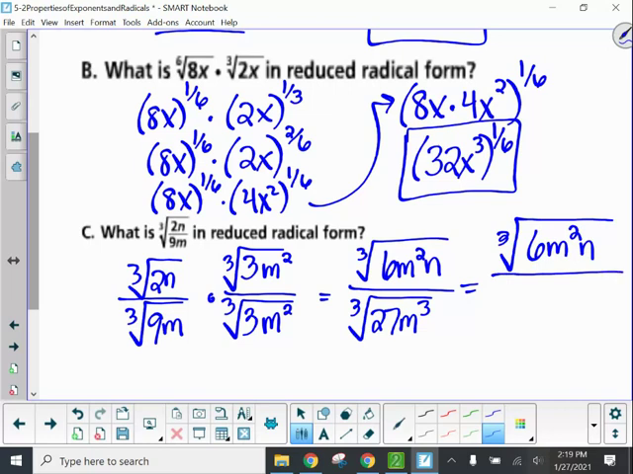Then I can actually take the cube root of the bottom. The cube root of the 27 is a 3. Notice how it comes out of the radical. The cube root of m to the third power is an m to the first power. No absolute values necessary because I was dealing with a cube root.